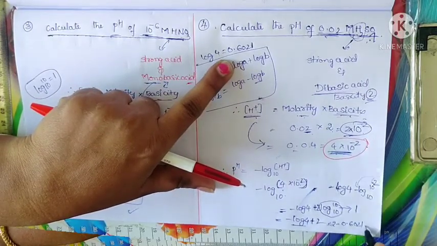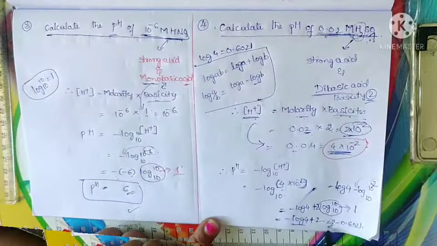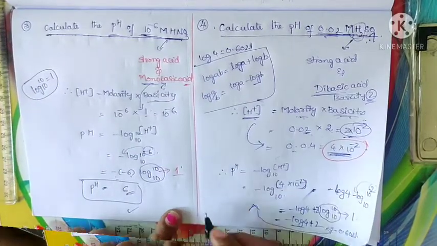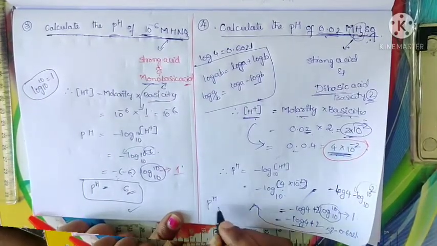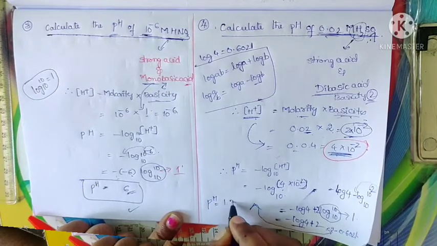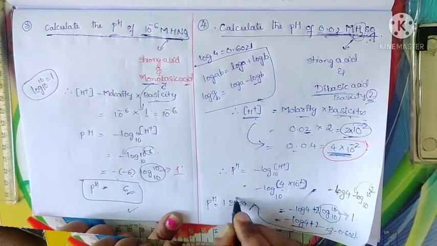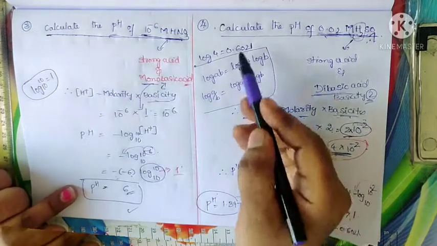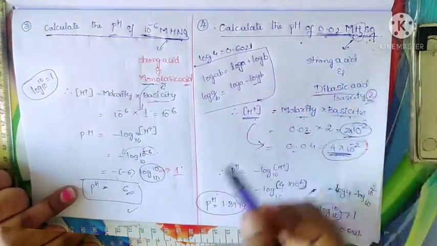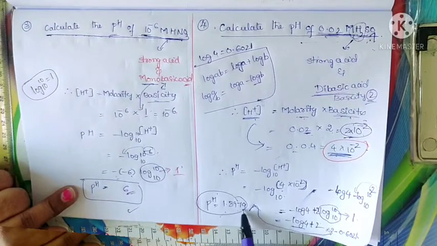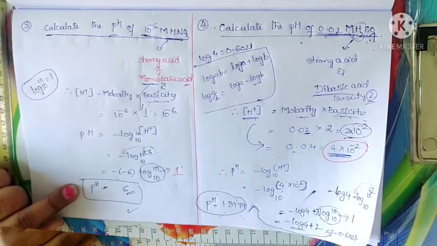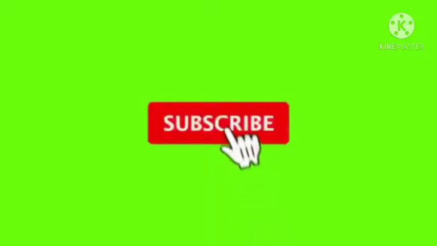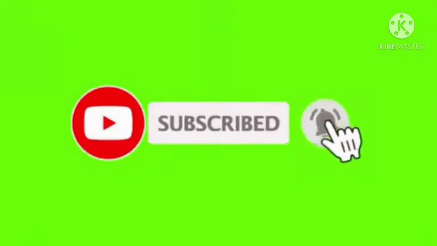Okay students, so the value of pH becomes 1.3979. Okay, 1.3979 is the answer. The pH of 0.02 molar H2SO4 is 1.3979.